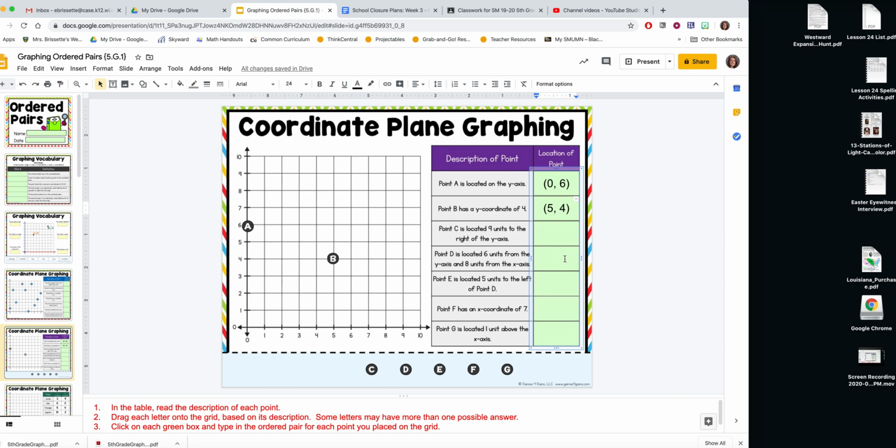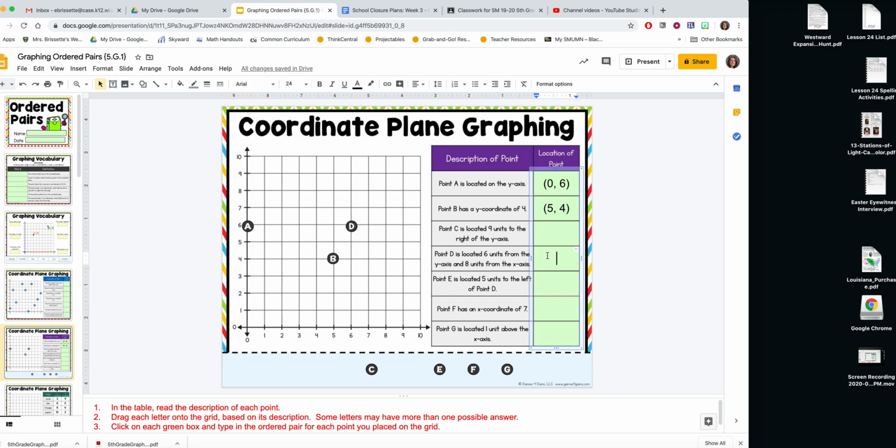Okay, I want to do D and then I'll let you guys finish the rest. D says that it is located 6 units from the y-axis and 8 units from the x-axis. Okay, so if I am 6 units from the y-axis, I'm going to start at the y-axis and go 6 units. 1, 2, 3, 4, 5, and 6. And then it says that I am 8 units from the x-axis. So that means I need to go 8 units up. 1, 2, 3, 4, 5, and 6. I'm going to place this guy here.